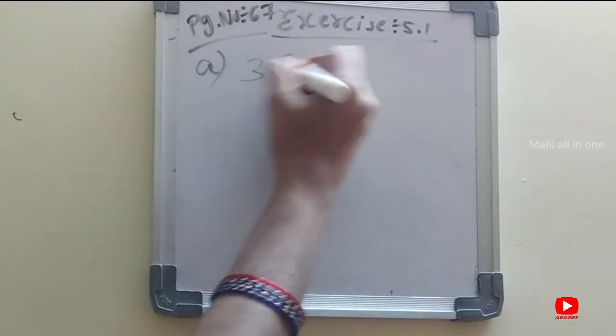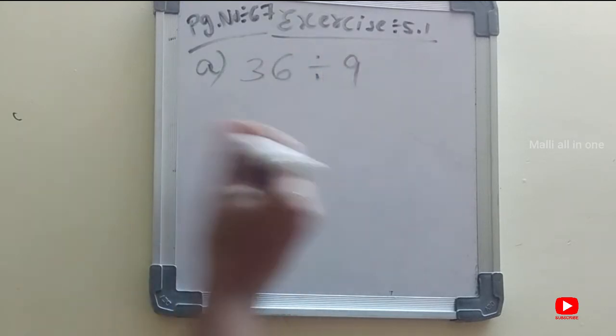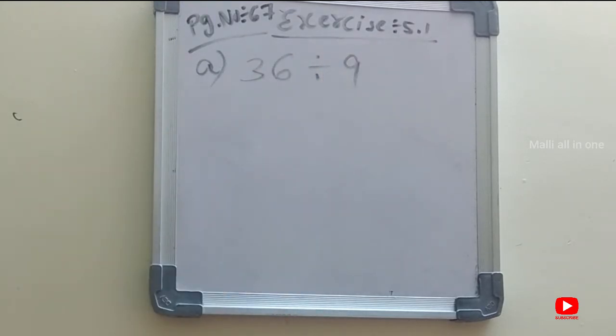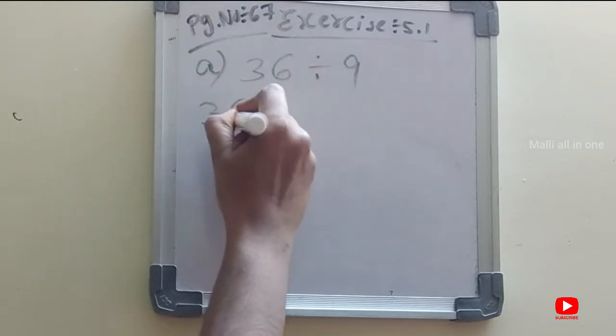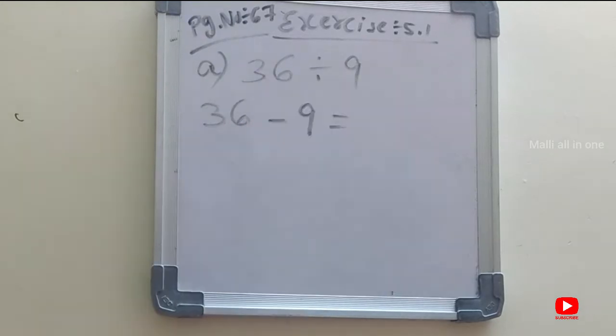So 36 divided by 9. Subtraction means, like in the first Roman numeral, 16 minus 4, 12 minus 4, 8 minus 4, 4 minus 4, like that the minus is given, no? That is what subtraction means. So first 36 minus 9. We are doing subtraction until you get the answer 0. We will continuously do that subtraction now.